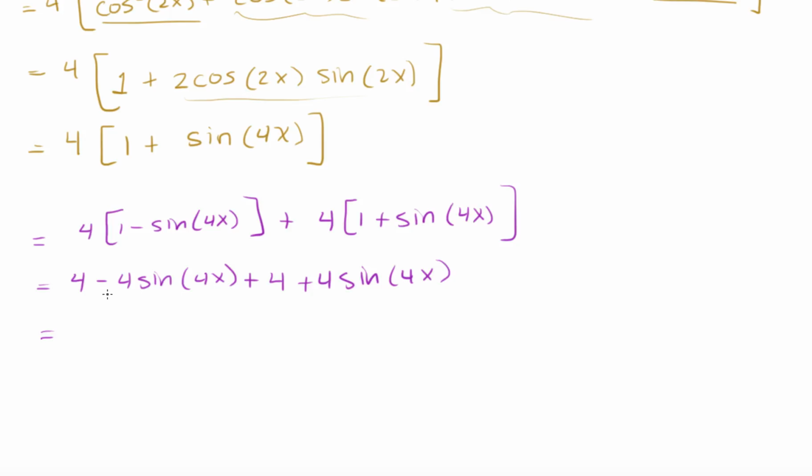Clearly, negative 4 sine of 4x and 4 sine of 4x equal 0. 4 plus 4 equals 8. And that will be your answer.